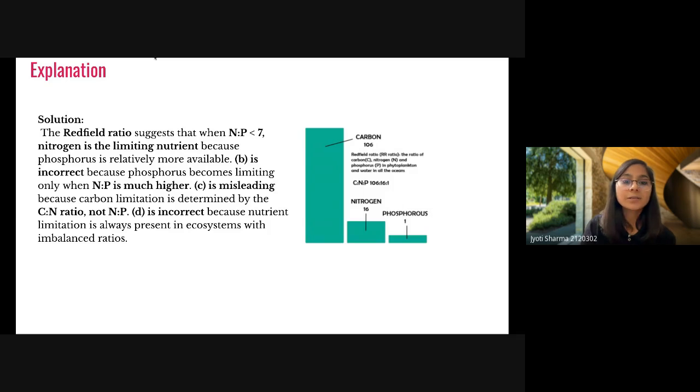So just see here. This is the Redfield ratio, where carbon is 106, nitrogen is 16, and phosphorus is 1. But when we have an N:P ratio less than 7, then nitrogen will be the limiting nutrient because phosphorus is relatively more available.